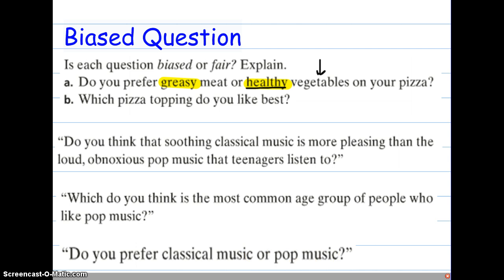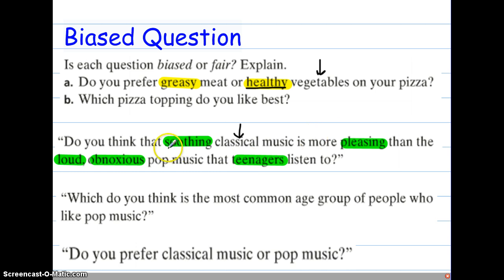Let's just highlight some things here. Do you think that soothing classical music is more pleasing than the loud, obnoxious pop music that, and it also states who likes it. So maybe you just have something towards teenagers that you don't like, or something for teenagers that you do like. Maybe you want to fit in and think, oh, I want to listen to the music that teenagers listen to, or whatever it may be. But having these adjectives in it is very biased. They're basically trying to make a point that classical music is better than the pop music because of the adjectives they put in.